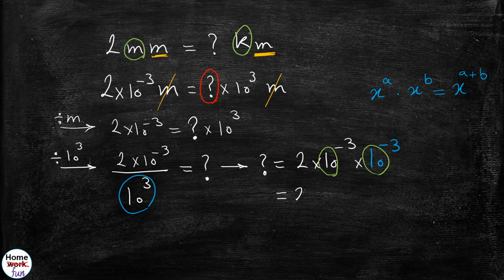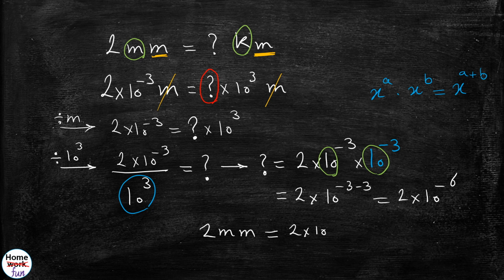So then that's 2 times 10 to the power of, add up the exponents, minus 3 minus 3. What is minus 3 minus 3? Basically 2 times minus 3. So that's minus 6. 2 times 10 to the negative 6. That's our answer. What does that mean? That means 2 millimeters is equivalent to 2 times 10 to the power of negative 6 kilometers.